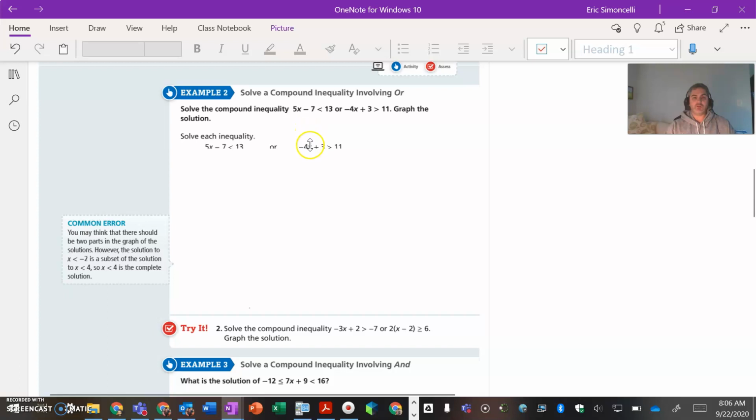It says solve each inequality. The first of which, on the left, is 5x minus 7 less than 13, and then the other, so or, -4x plus 3 greater than 11. So these two on their own will be solved separately. The one on the left, you can start the whole process by adding 7 to both sides. The one on the right, you can subtract 3. So that's going to cancel the 7's here and the 3's there. That leads to 5x is less than 20 on this inequality, and -4x greater than 8 on that inequality.